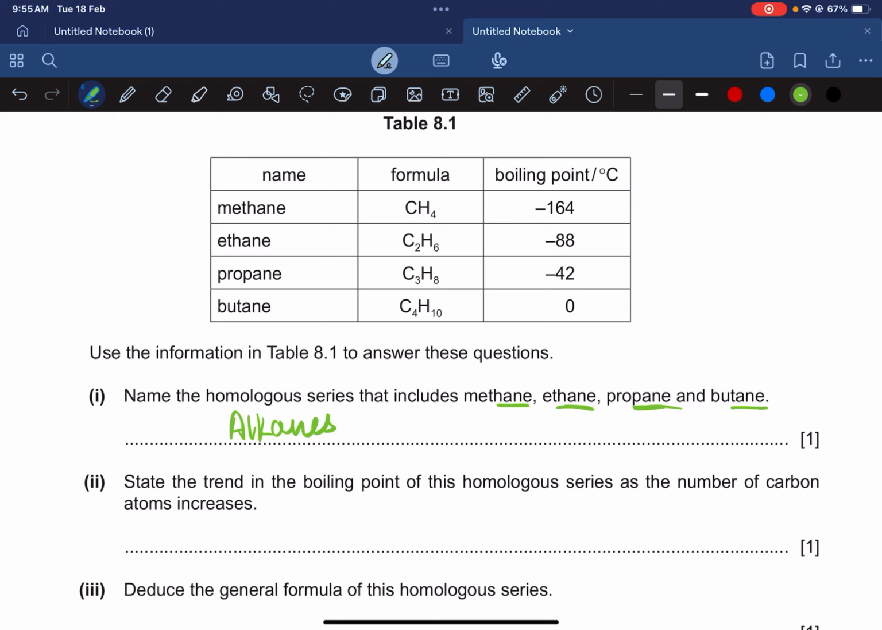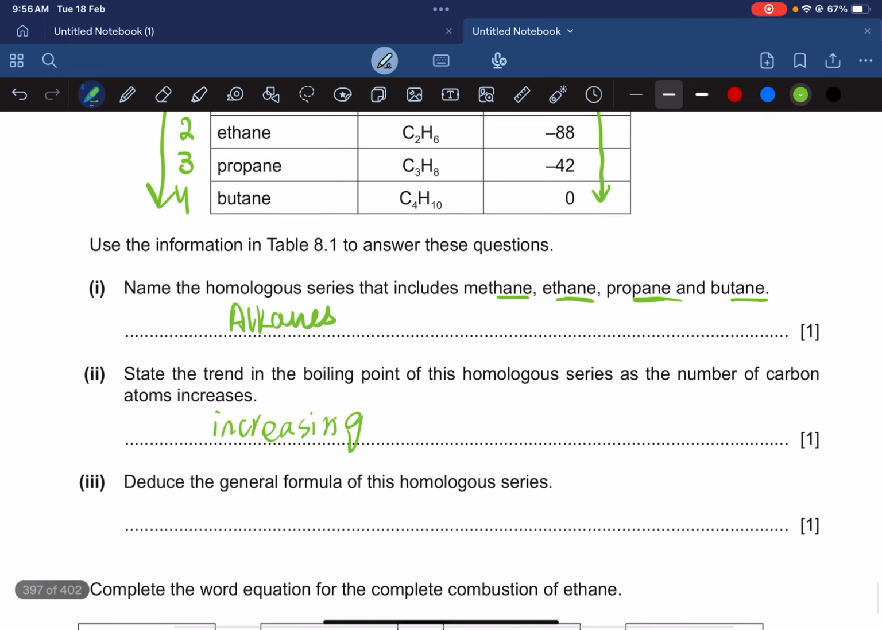Okay, state the trend in the boiling point of this homologous series as the number of carbon atoms increases. Okay, we can see that the boiling point also increases. You should know that in negative numbers, negative 164 is a smaller number. Negative 88 is a bigger number, so it's increasing. And 0 is the biggest of all these. So the trend is increasing as the number of carbon atoms increases, because methane has 1, ethane 2, propane 3, butane 4. So as the carbon atoms increase, the boiling points increase.